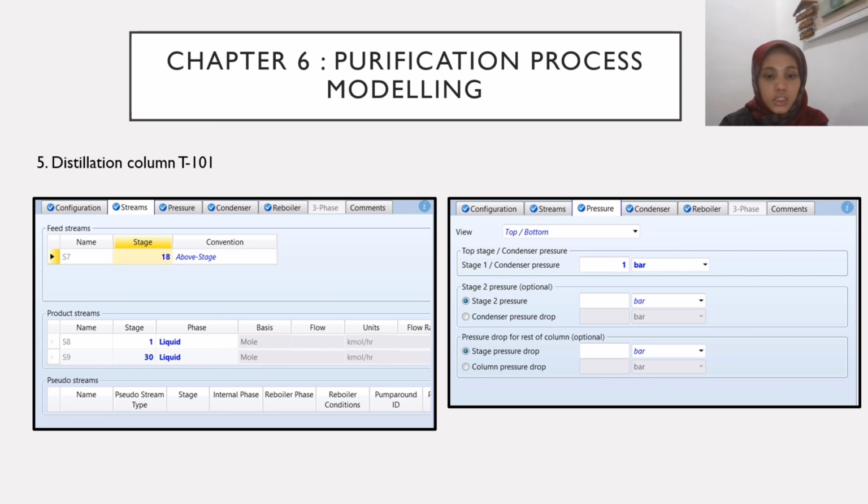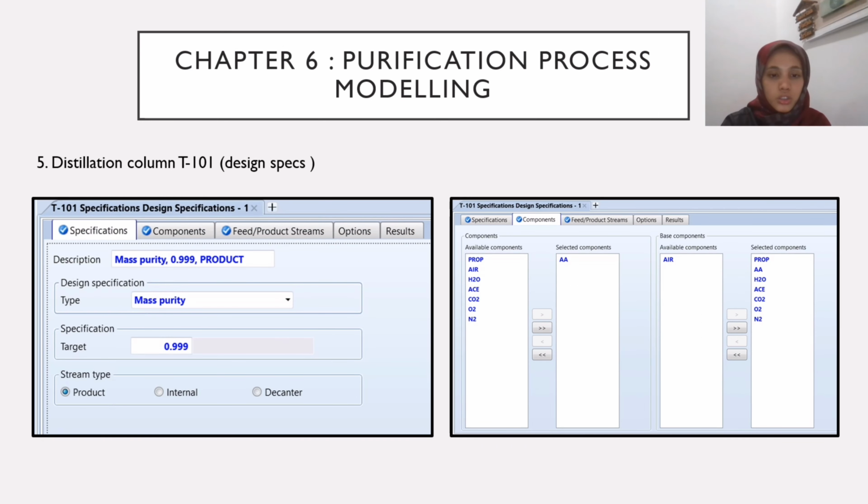I decided to carry out the design spec function, and this design spec and vary function is conducted under T101 by designing the mass purity and varying the block specification, reflux ratio, or distillate to feed ratio. Okay, we continue with design specification T101. The mass purity of acrylic acid is set as 0.999 in the specification tab under column T101.